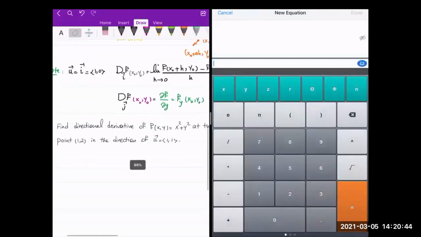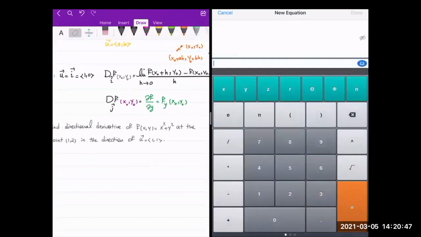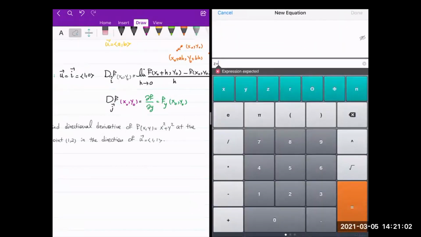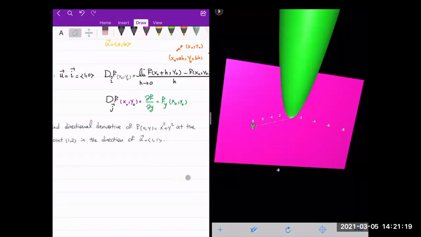But before that, I would like to just show it to you, the graph. So let me graph z equals x squared plus y squared, as you see here. And then I'm gonna graph the plane in the direction of u. So since u is (1, 1), the plane that is in the direction of u, if you remember the equation of the plane, it would be x equals y. This is the plane.